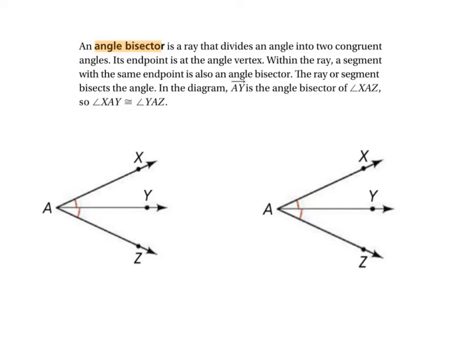There's also, I put it here twice because you could actually imagine that we just looked at the segment here from A to Y, and that segment also, even though it's not a ray that goes on forever, that segment itself is still splitting this angle into two smaller congruent angles, and therefore this segment can also be called an angle bisector. Okay? And since we know that a ray AY here is an angle bisector, we can then state that angle XAY is congruent to angle YAZ.